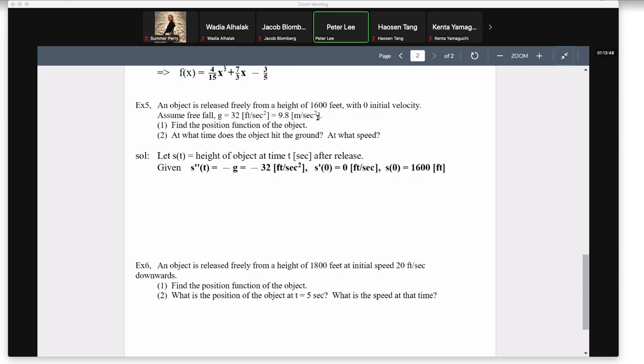9.8 meters per second squared. Sometimes they don't like the number 9.8, so they approximate it to 10. Then again, the 32 and 9.8 are not exact numbers. They are measured quantities. They're not exactly 32, by the way. This 32 is feet per second squared, which is feet per second per second. This is the acceleration. We use the letter G for gravity. I call G the gravitational acceleration.